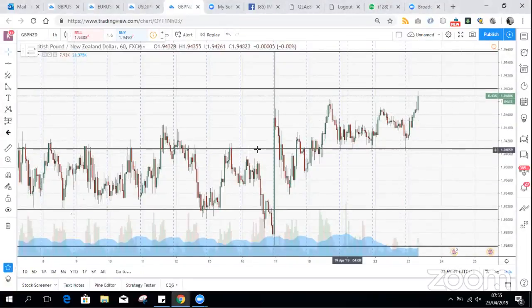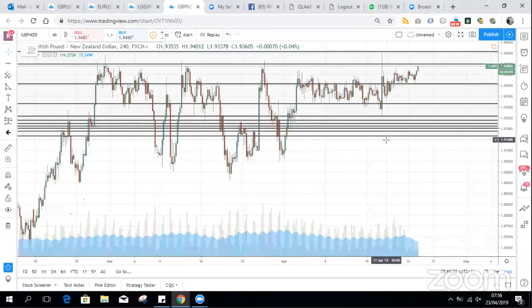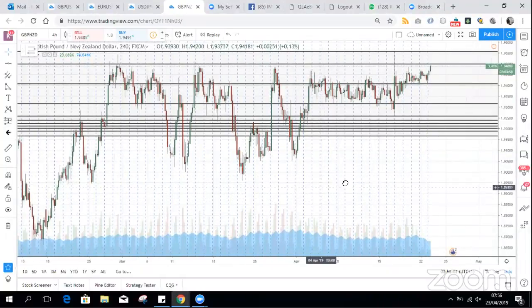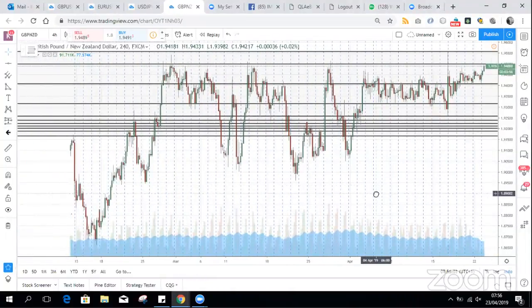Okay. So let's look at GBPNZD. Someone has a spread on GBPNZD.